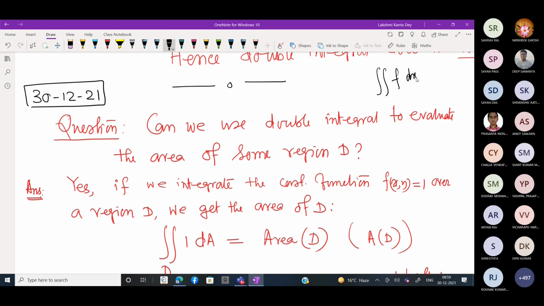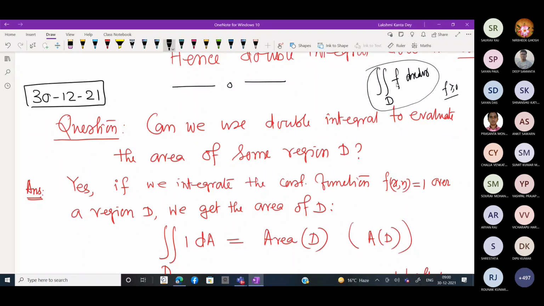Suppose we have the double integral of f dx dy over a certain region. Its geometrical interpretation is that if f is non-negative and D is some bounded region, and if f is integrable, then the double integration of f dx dy over D represents the volume of the region below the graph of the function. Whatever portion comes out, this three-dimensional part, is the volume.